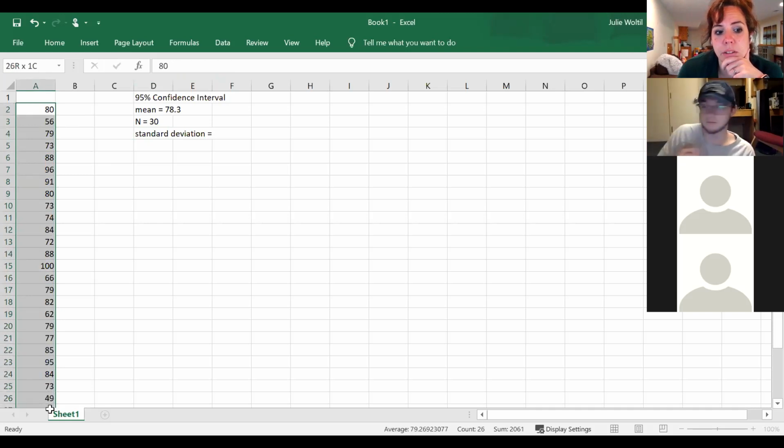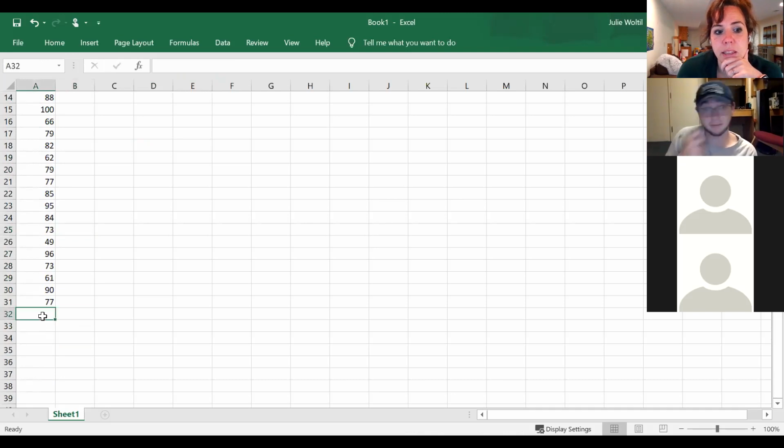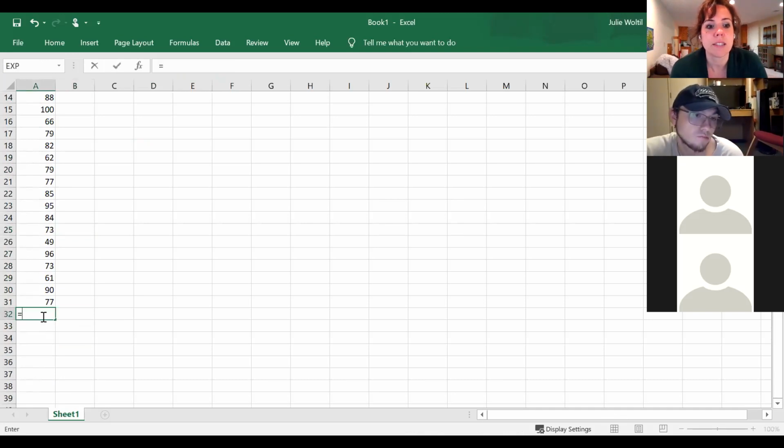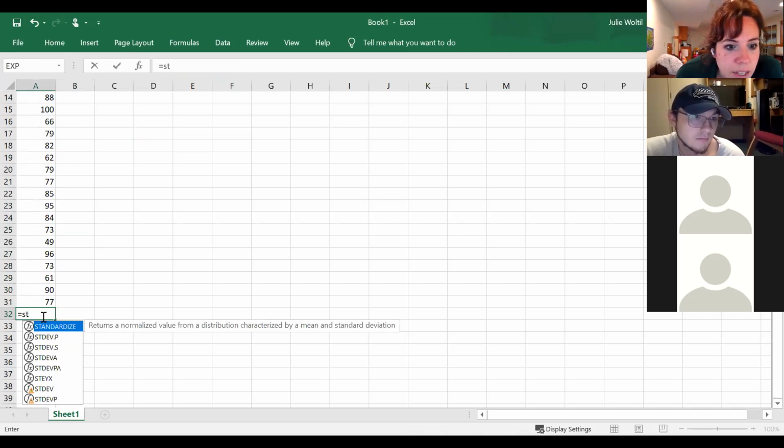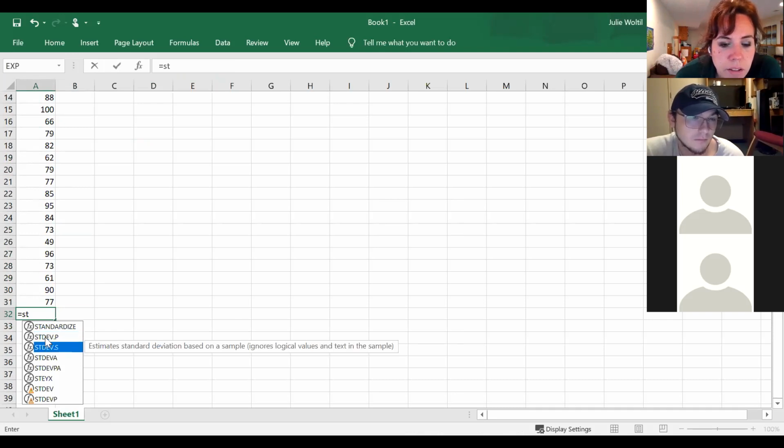Now, let's have ourselves a little bit of an easier time. Here, I'm going to do standard deviation. I did equal at the bottom here, equal ST, and you see all of this popped up as options for formulas in Excel. This third one down, STDEV.S, estimates standard deviation based on a sample. That would be pretty good, right?